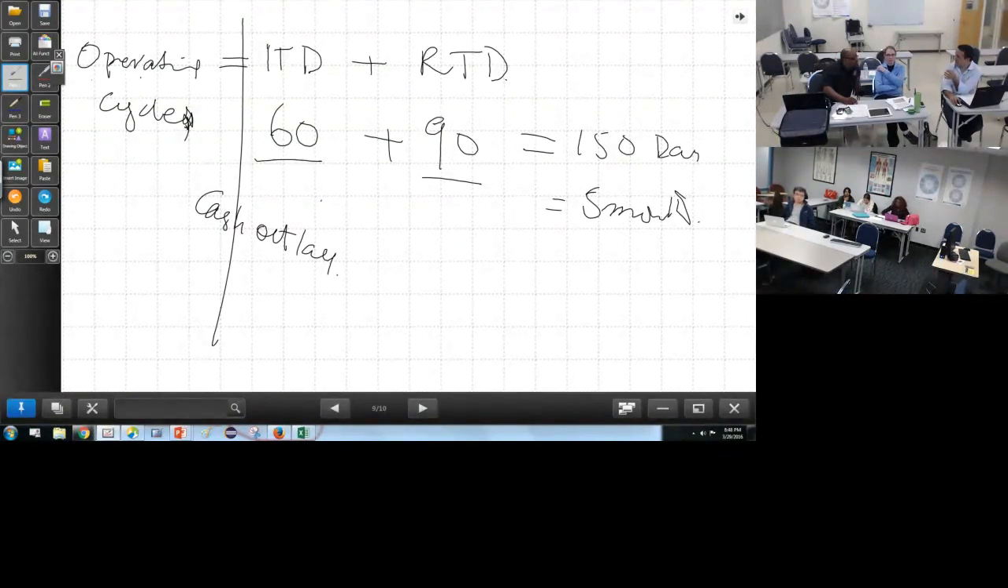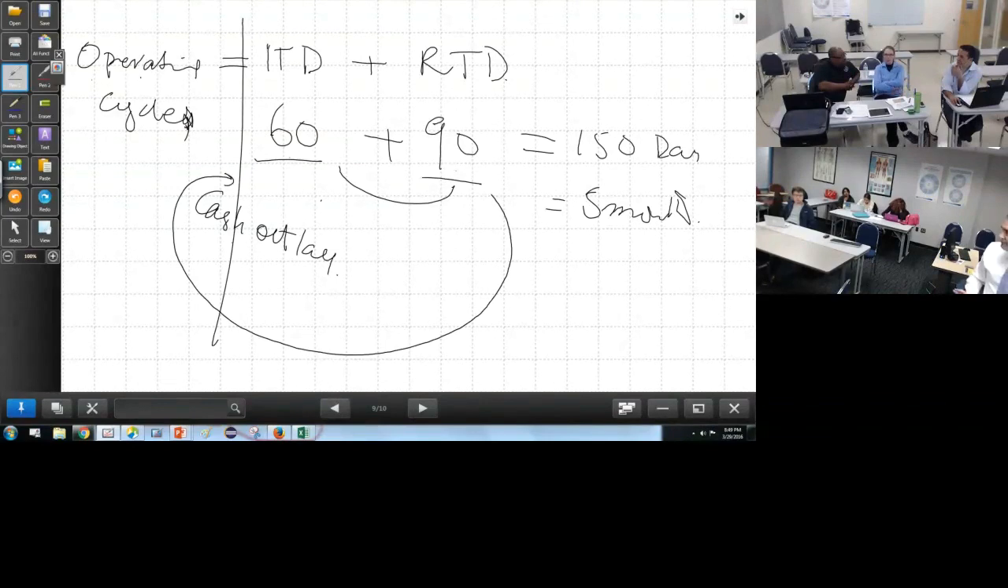You didn't get the cash because you sold on credit. Then it took another 90 days to collect that. So 2 months plus 3 months. It took 5 months for you to get your cash back. You injected your cash here and you got it back over there. How long did it take? 5 months.